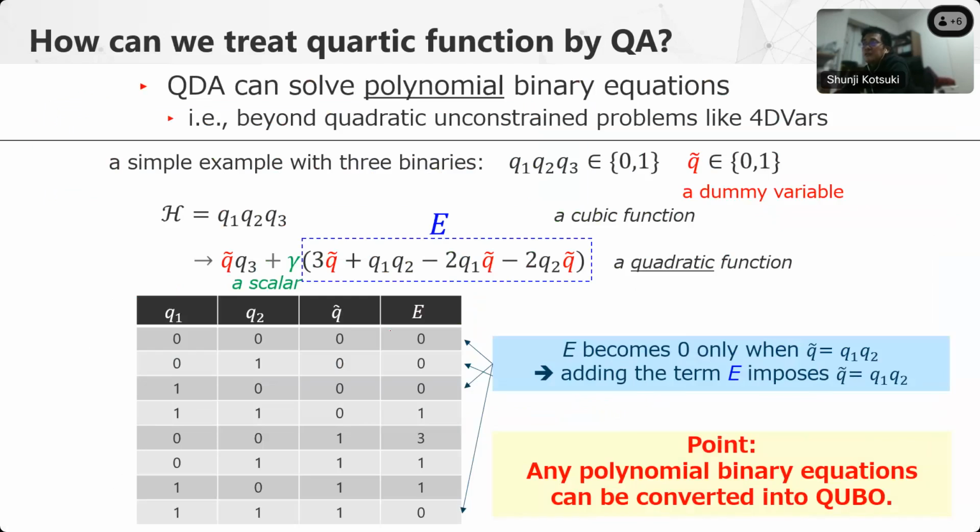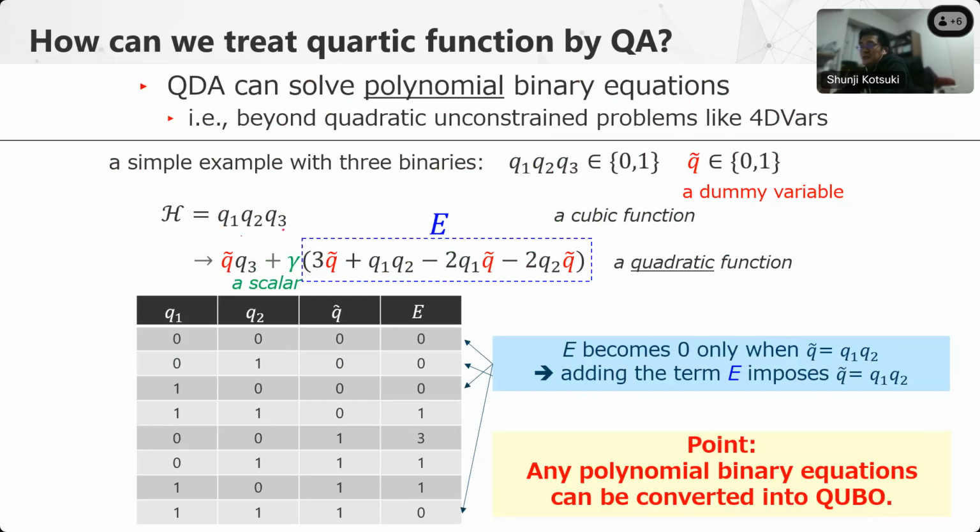But you may wonder how we can treat the chaotic cost function by quantum annealing. And the answer is that quantum annealing can solve polynomial binary equations, which means beyond quadratic unconstrained problems like 4D-Var. Let me explain a simple example with three variables, Q1, Q2 and Q3.